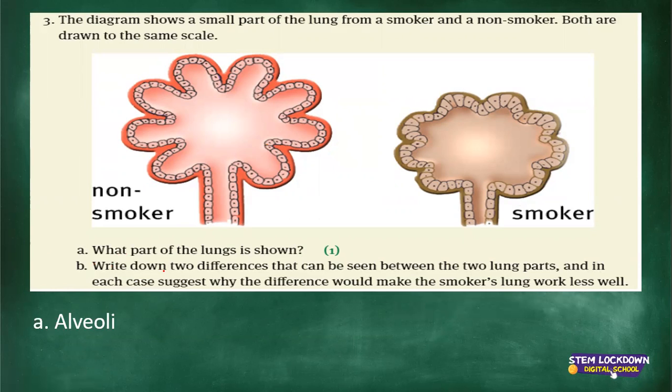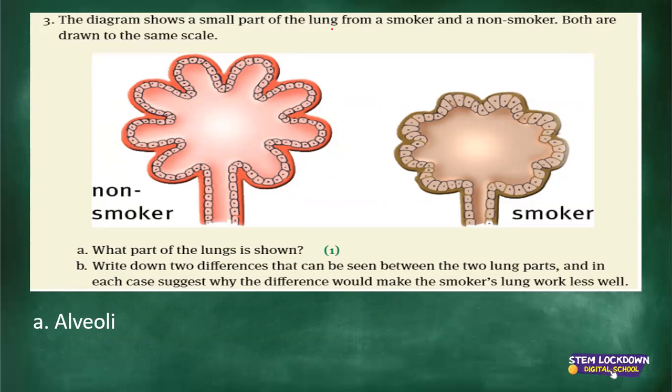And then B, so this is a structure of an alveoli. It's a sac-like structure, you see? That's where the diffusion occurs between the oxygen-rich air and the blood capillaries. And then number B, write down 2 differences that can be seen between the 2 lung parts. And in each case, suggest why the difference would make the smoker's lungs work less well.